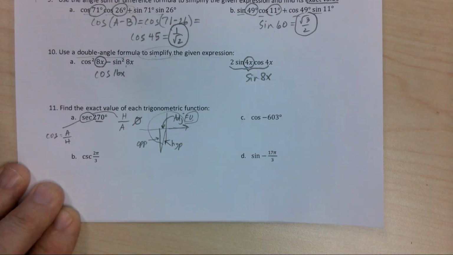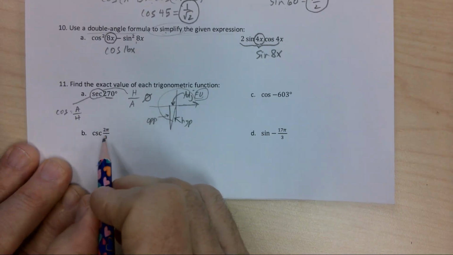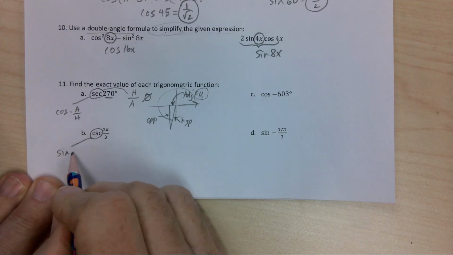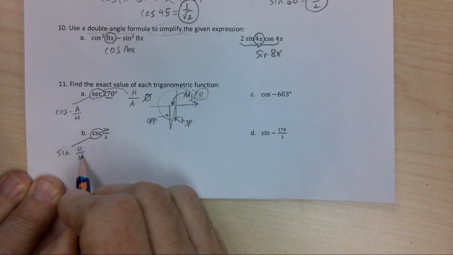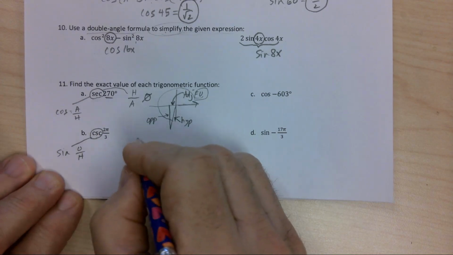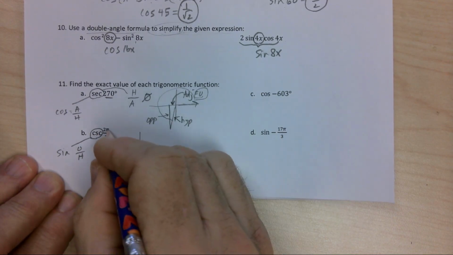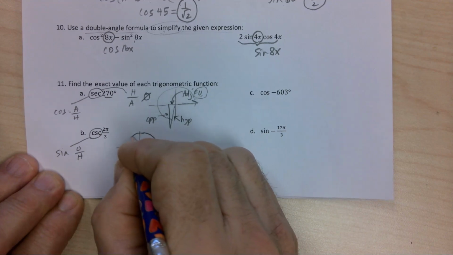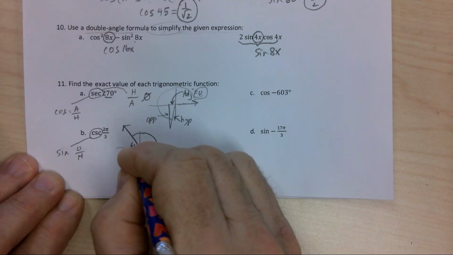Okay, let's go on to letter B. Again, cosecant. What's that the reciprocal of? That's the reciprocal of sine. What's sine? Opposite over hypotenuse. So we got to spin the spinner. 2 times 60, which is 120. So there's 90 and 30, leaving us with 60.